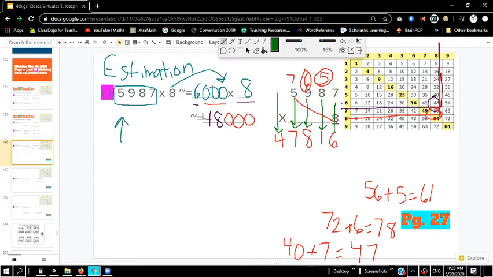I have a question for you. Is our estimation pretty similar to our final answer from our multiplication? Yes, it is, because 47,816 would round up to the nearest thousand as 48,000. There are also 5 digits in my estimation and 5 digits in my answer. So there you go. Let's do the next problem, letter D.